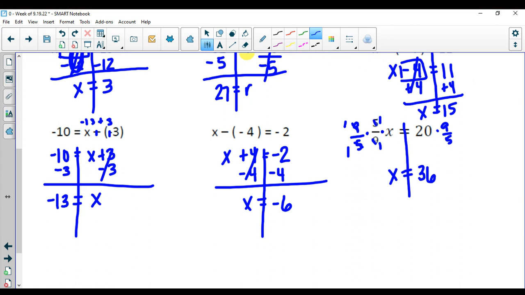That's the end of the one-step equations that we're talking about for today. We'll continue on with these in a little bit. We'll talk about two-step equations, but I just wanted to give you the layout for what we want these to look like.